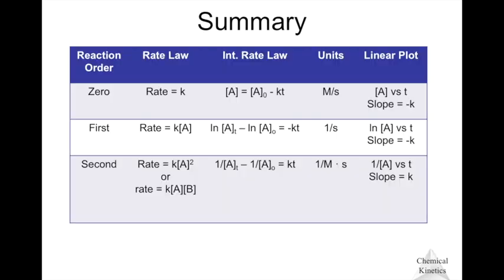So this is a nice little summary slide for you guys, just to put everything all in one spot. So the different types of reactions, different orders, their rate laws, their integrated rate laws. These are available on your formula sheet from the AP board, by the way. There's your units, and then to get a linear plot, this is what you would have to do. A zero order would just be concentration versus time. The natural log of concentration versus time gives you a linear plot for first order, and 1 over the concentration gives you a linear plot for a second order reaction.